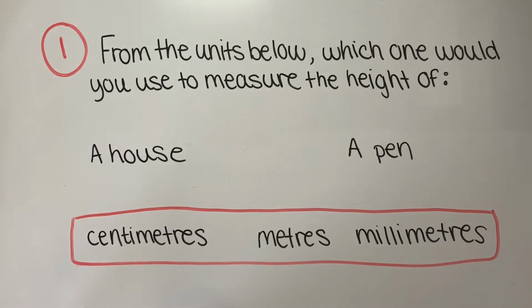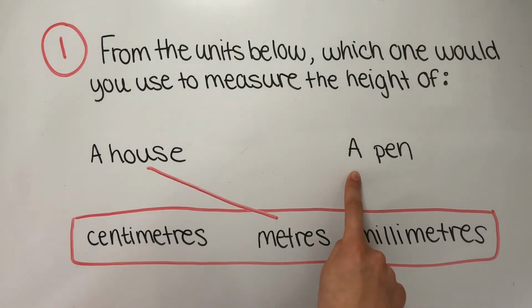Question 1. From the units below, which one would you use to measure the height of a house and the height of a pen? So our options are centimetres, metres and millimetres. To measure a house, we know that we can't measure in millimetres because we use that to measure things that are really small. Centimetres we use to measure things that are a little bit bigger. But metres are the things that we use for buildings and houses. So we can draw a line to that like so.